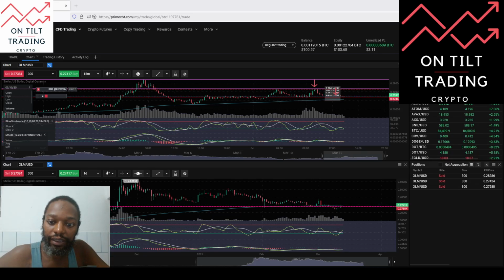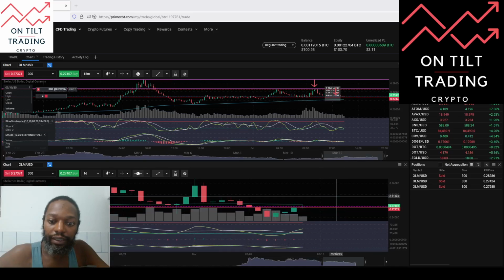So on the daily, I'll zoom in a bit. On the daily, we have Stellar trading below this 200 moving average. So I'm going to have a short bias on any trades that I take on this today. So I'm going to see this as weak.